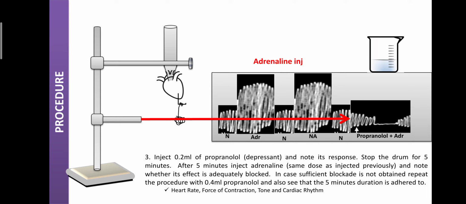If propranolol is actually the antagonist of adrenaline and noradrenaline, a sympatholytic drug, the effect of adrenaline will be blocked. If the effect is not blocked, then add a 5-minute duration, increase the dose of propranolol, and once again repeat the experiment by injecting adrenaline. Then after the washing period, you record the normal responses.